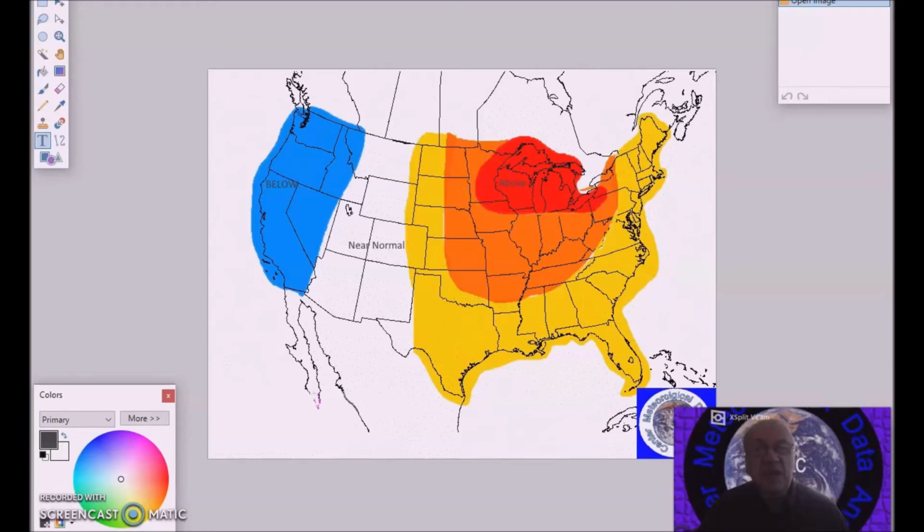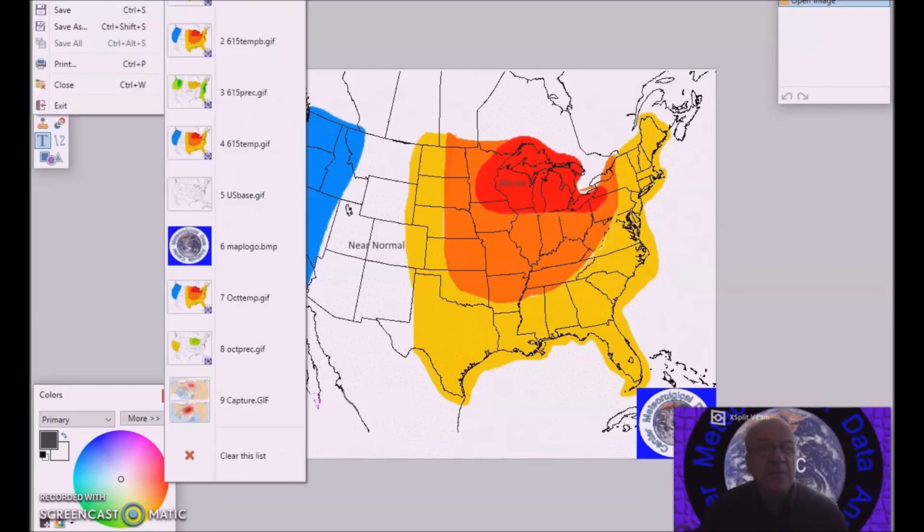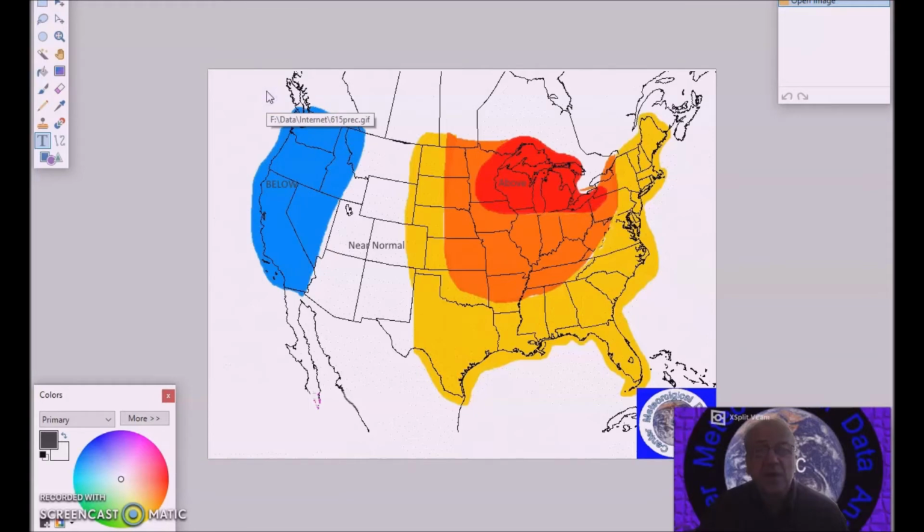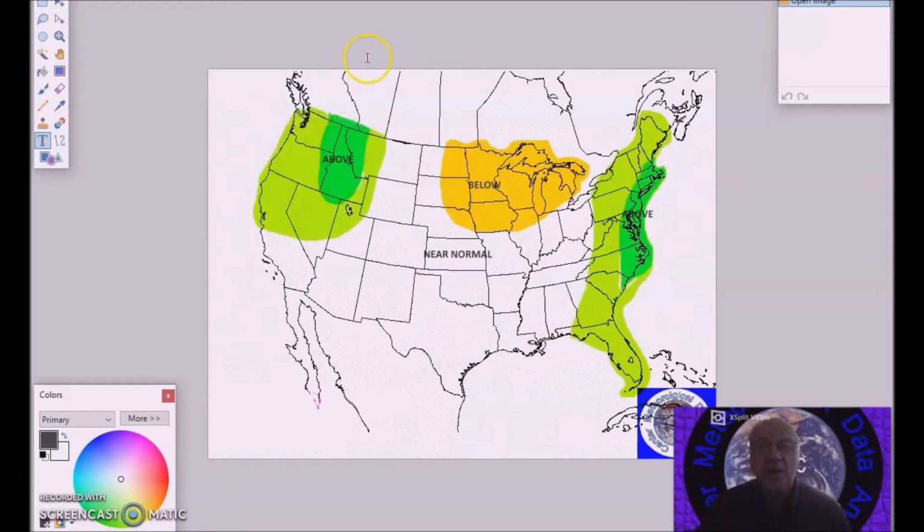And for precipitation, I gotta get the right map. And for precipitation, I call for above normal precipitation here and for this region, and the probability of occurrence is 35%. Below normal precipitation forecast here, probability of occurrence is 35%.